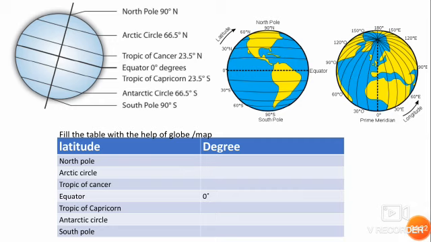Do you know, students, the imaginary circular lines parallel to the equator are called latitudes. Latitude is related to a Latin word. It is derived from the Latin word latitudo. Latitudo means breadth, width, extent, size, etc.